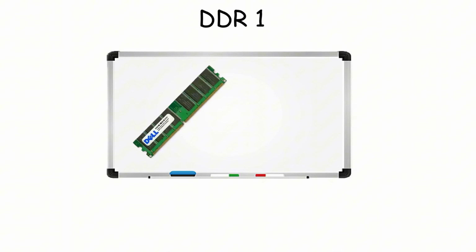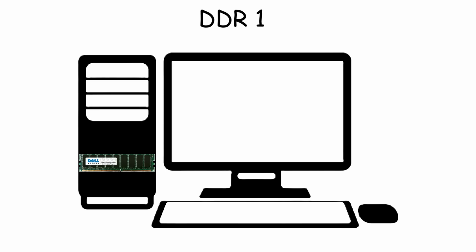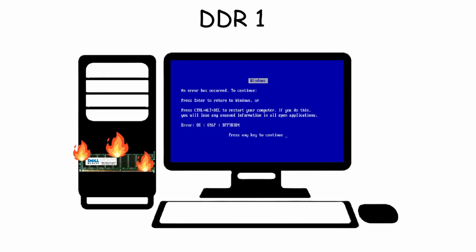However, DDR1 also came with a problem. It's using 2.5 volts of electricity, which is a lot for RAM. And since it consumes a lot of electricity, it produces more heat as well. So when RAM becomes too hot, your computer might crash or freeze.